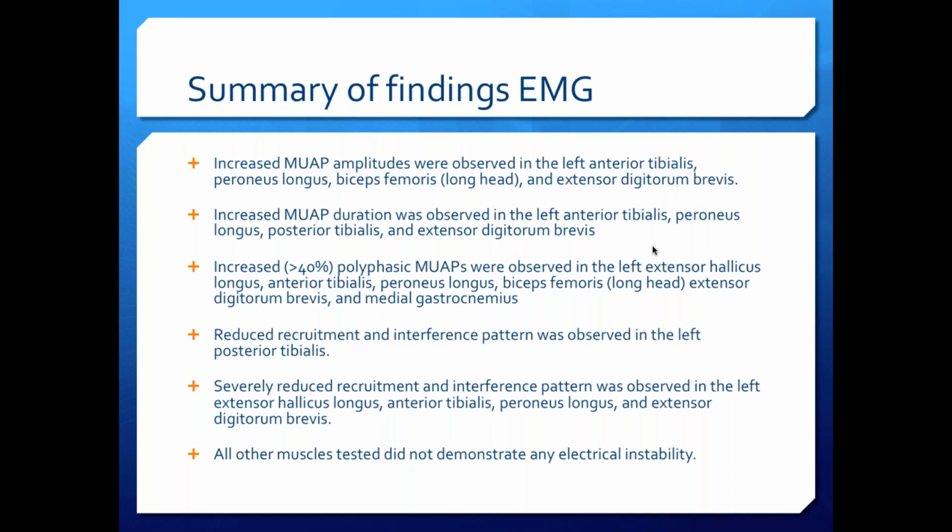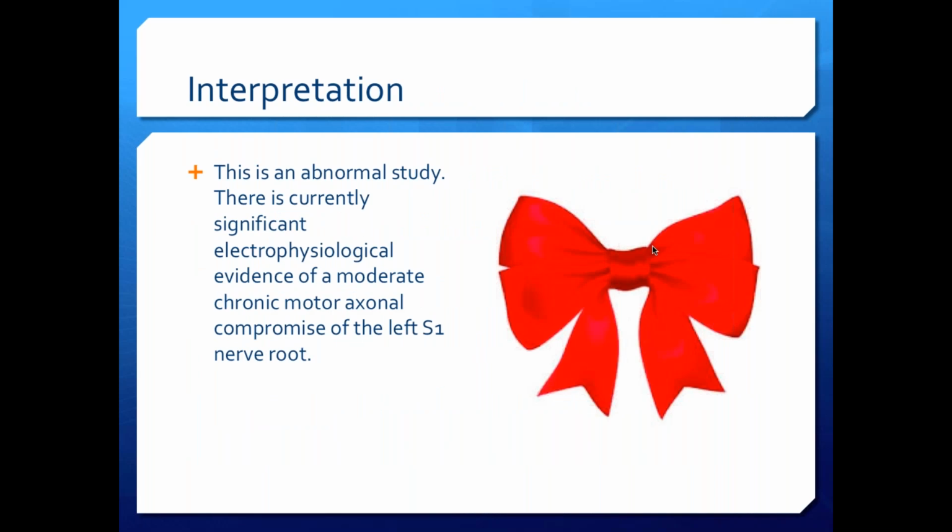But obviously all the findings are on the left side, so we want to say it's on the left side. So good. Looking pretty good. So we have an abnormal study. There's currently significant electrophysiologic evidence of a moderate to severe... It can be argued how you describe severity for radiculopathies, but moderate to severe, or even severe, can be argued. Chronic motor axonal compromise of the left S1 nerve root.